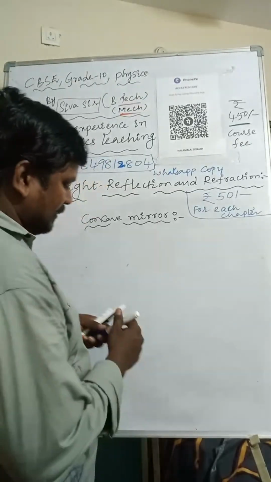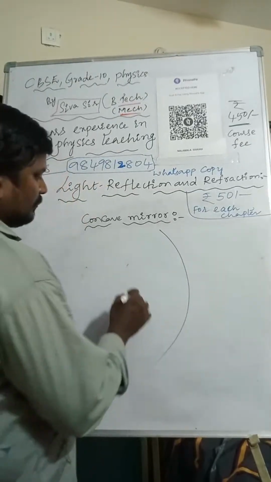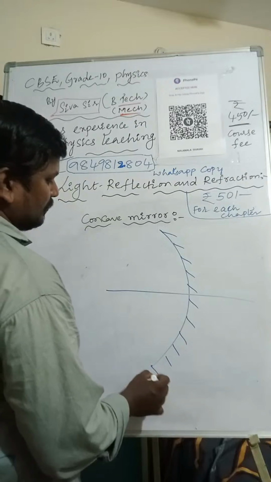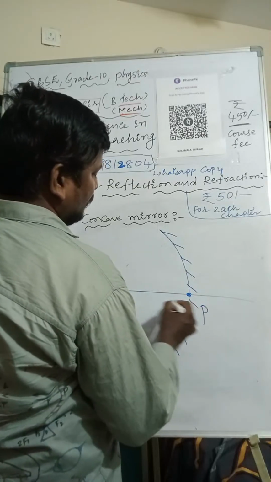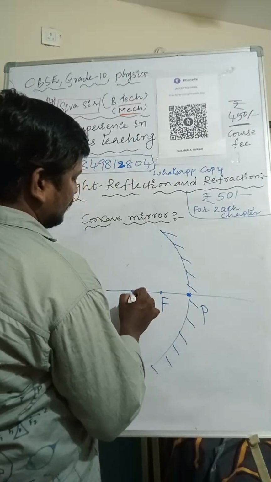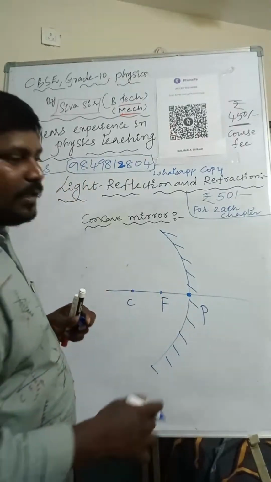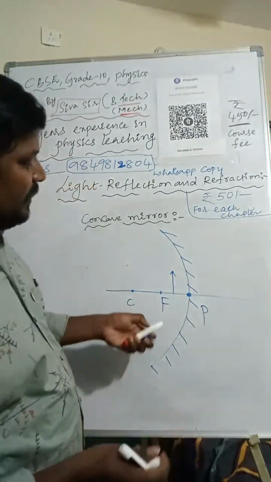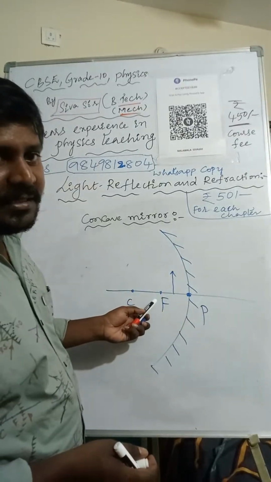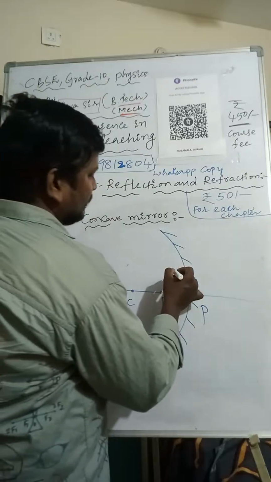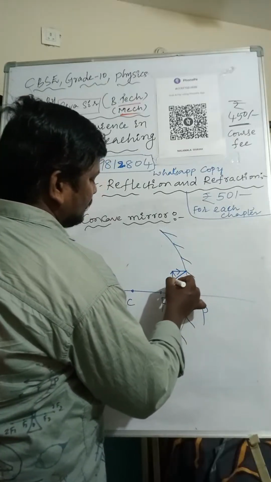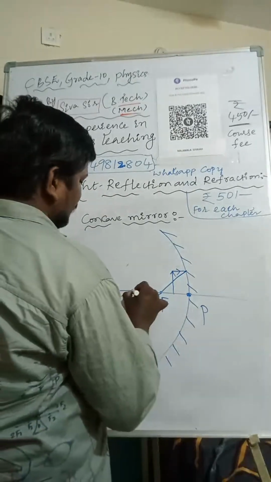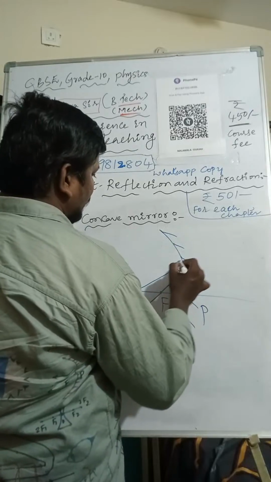I'm taking the last case. So here is the pole, focus, center of curvature. The object is placed between F and P. One light ray I am taking like this. It passes through focus. Another light ray we can take through center of curvature, like here.